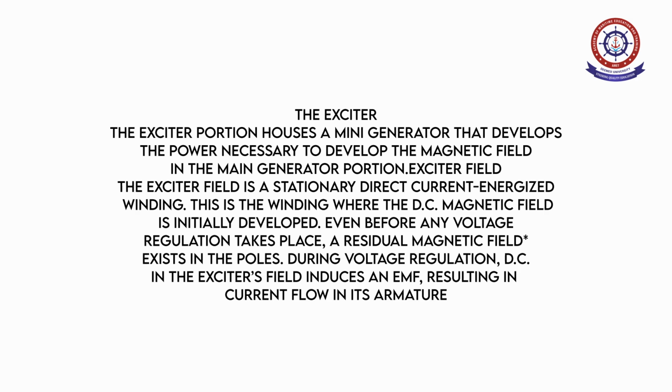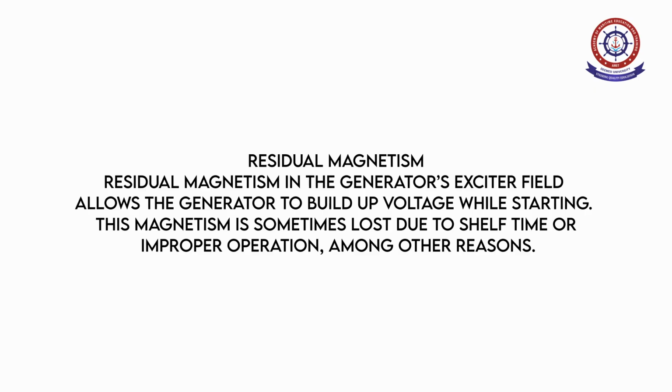Even before any voltage regulation takes place, a residual magnetic field exists in the poles. During voltage regulation, DC in the exciter field induces an EMF, resulting in current flow in the armature. Residual magnetism. What is residual magnetism? Residual magnetism exists in already used machines. It is the effect of hysteresis, the retention of magnetic property in the magnet. Because of this retention of magnetic property, in the initial condition itself, we will be getting the EMF.